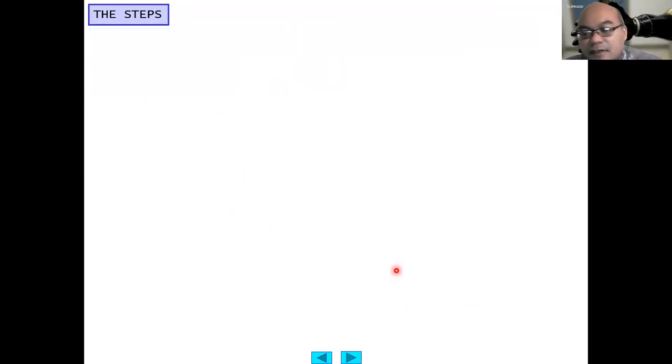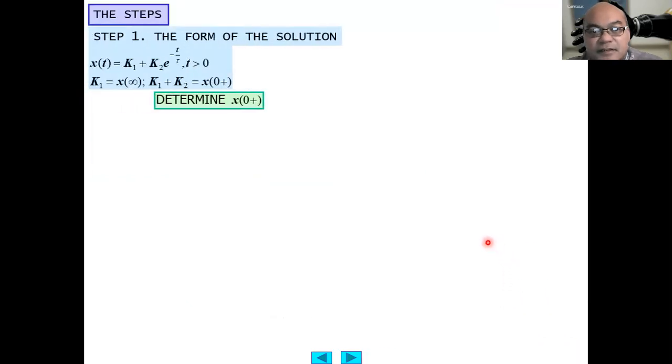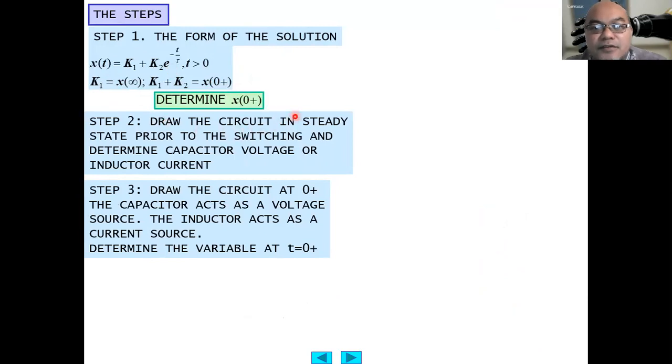So when x is at infinity, the variable change over time will be 0, so dx/dt equals 0. This is also equal to 0. At that time, it will be equal to the forcing function at the right-hand side of the equation. While K2 can be calculated from the obtained K1 and the given initial condition x(0+). That's why you need to determine the x(0+), this initial condition.